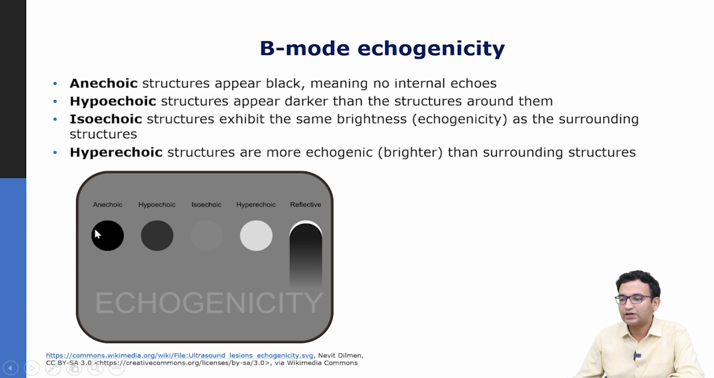And what kind of structures would have this kind of a response? Well, if you have structures which contain fluid, where there are no cells, for example, that would lead to no internal echoes and would appear anechoic. Now, there are structures which have weaker echoes than the background, and these are called hypoechoic structures. So, they appear darker than the structures which are around them, and here is an example in the schematic.